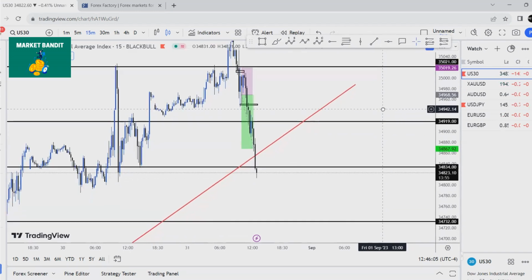Also, I want you guys to remember that practice makes perfect. Always open a demo account and experiment with these orders to get a feel for how they work.